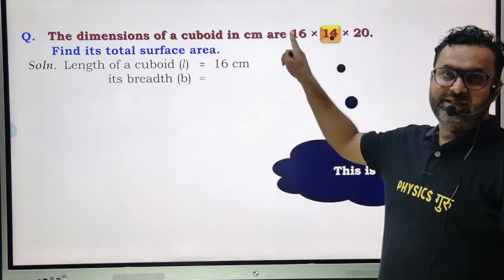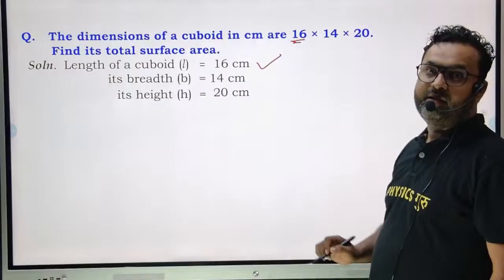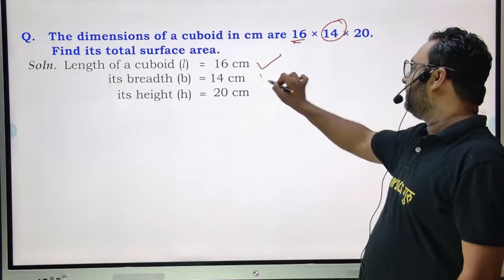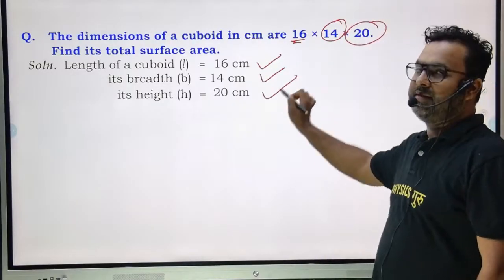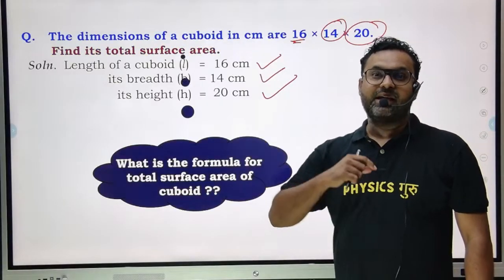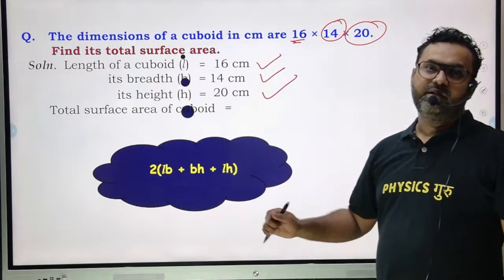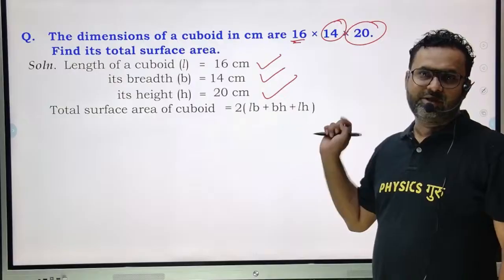So in this question, length is given. Length is given how much? 16 centimeter. Breadth is given 14 centimeter. And height is given as 20 centimeters. So we have length, breadth as well as height, that is thickness. And they ask you to find TSA, total surface area. So what is the total surface area formula? 2 times of (LB plus BH plus LH).